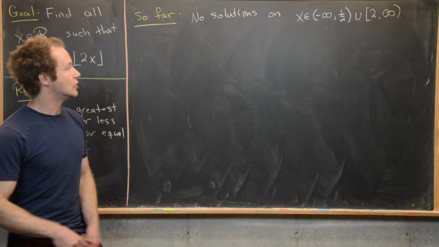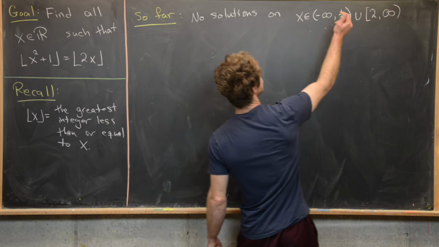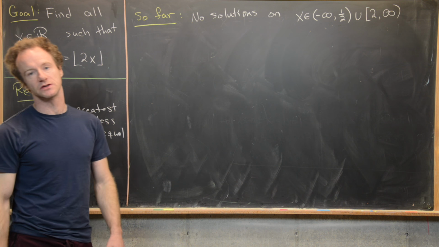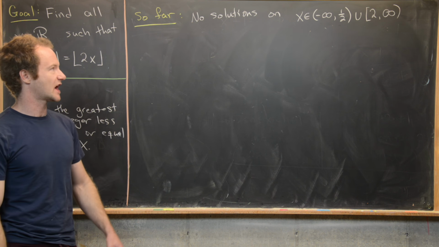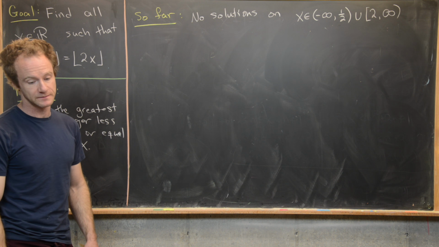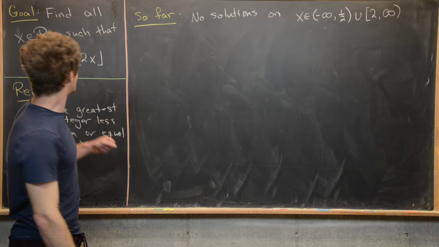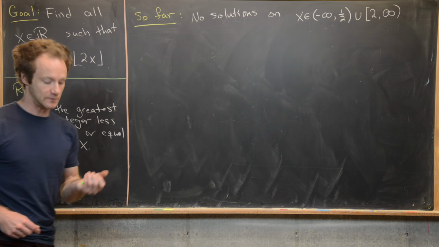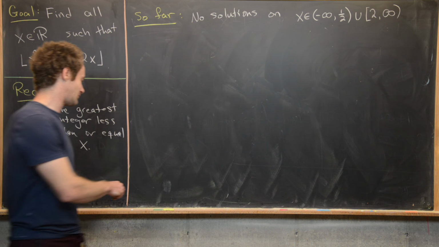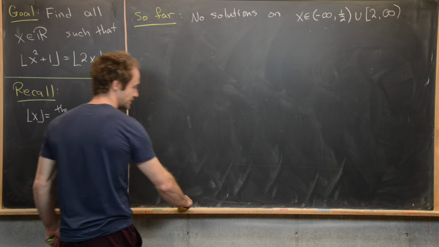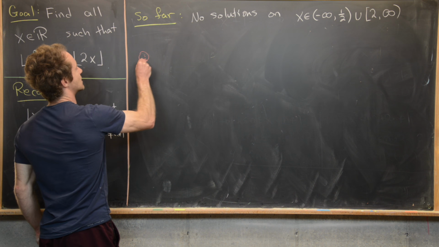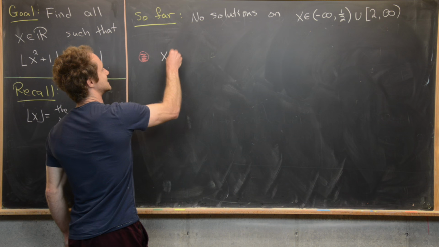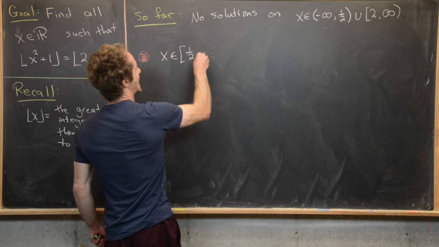So far we've proven that there are no solutions on this union of intervals, minus infinity to half, union 2 to infinity. We do not include a half, but we do include 2. In fact, as you can see, we'll check that 1/2 will give us a solution. Okay, great. So now the next thing that we want to do is look at all of the cases in between 1/2 and 2. And this may seem like maybe too big of a problem, but as we'll see, it's not too bad if we break it up carefully. So let's go ahead and break it up. We'll break it up into 3 cases. And so that first one will be x is in the interval 1/2 to 1.